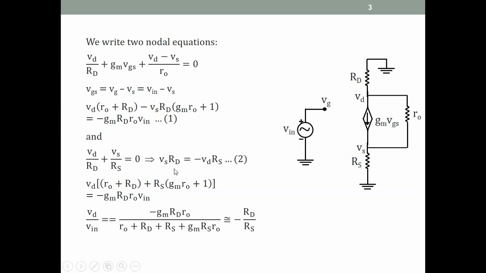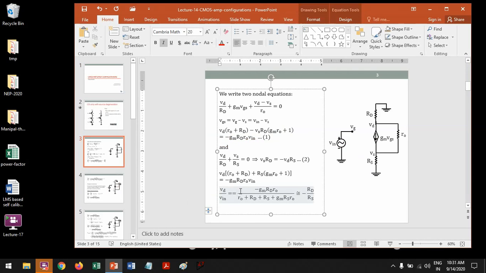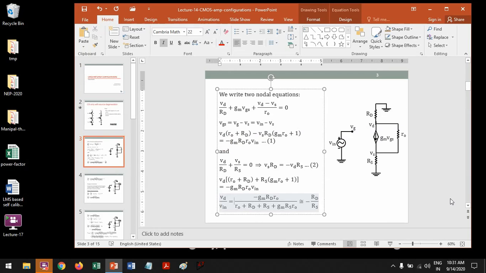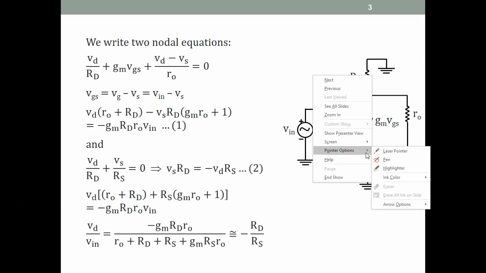Okay, so from this equation we get VS RD equal to minus VD RS. And here we have VS RD, so we substitute for minus VS RD as plus VD RS here, and we'll get an equation in VD which we can solve. So I've solved it here. VD by Vin is equal to minus gm RD RO divided by (RO plus RD plus RS plus gm RS RO).